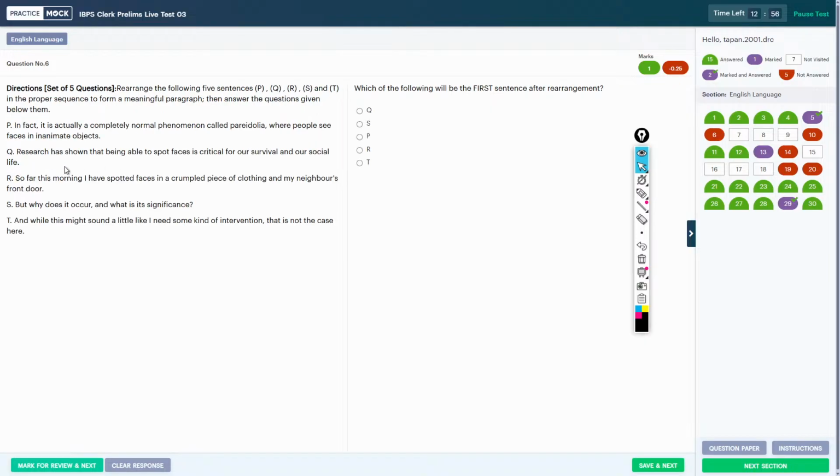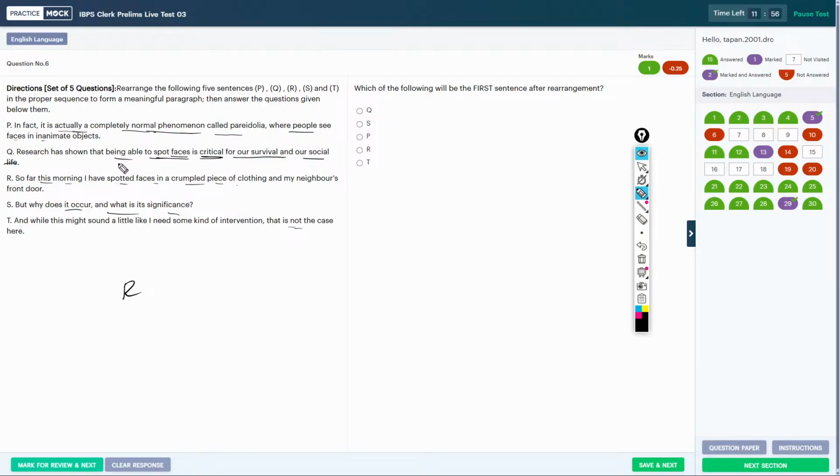In fact, it is what research has shown. So, starting with R is absolutely clear. Research has shown that being able to spot faces is crucial for our survival and our social life. In fact, it is actually a completely normal phenomenon called this, where people see faces in inanimate objects. And while this might sound a little like I need some intervention, it is not the case here. So far this morning I have spotted faces in a trumpet. But why does it occur and what is its significance?